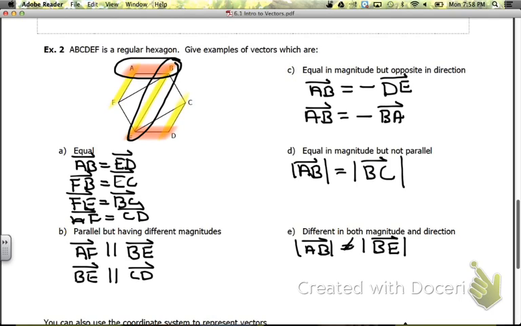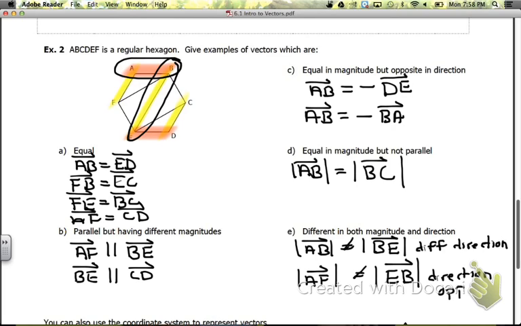Okay, so those have different directions, and AF is not equal to EB. And their directions are opposite. So I hope that helps you understand when we're looking at our vectors and understanding when they're equal, when they're not, when they're parallel, or even when their directions are different.